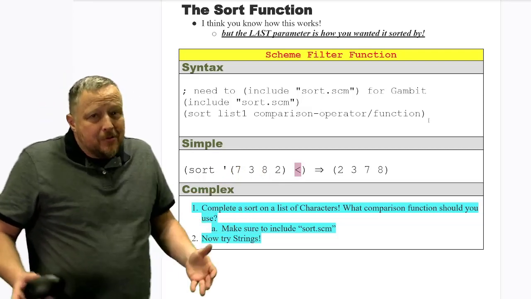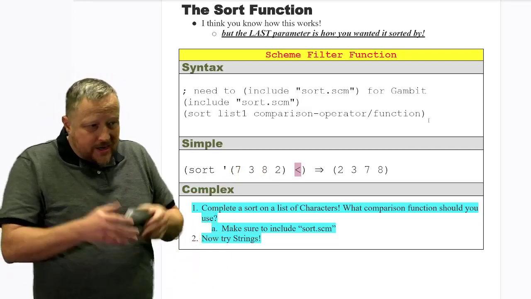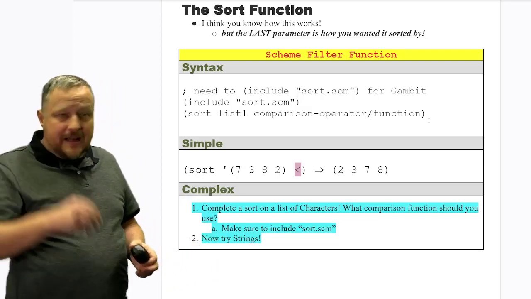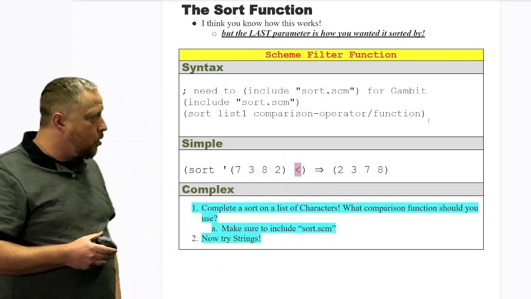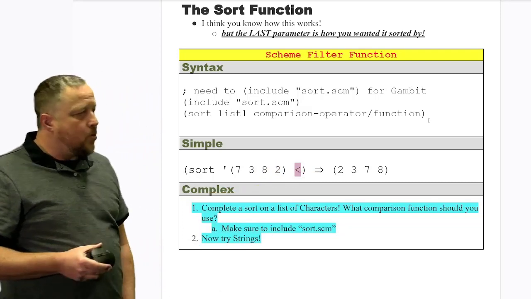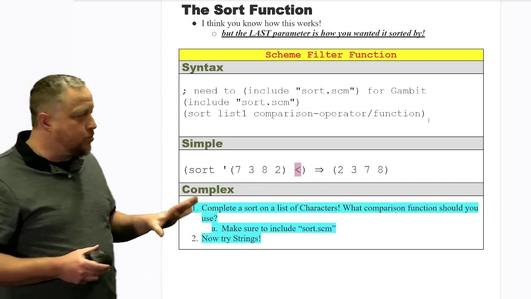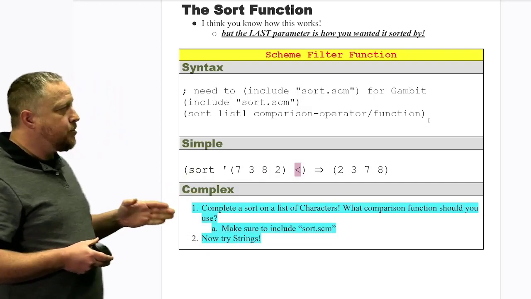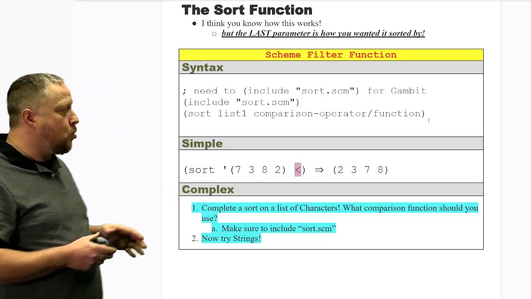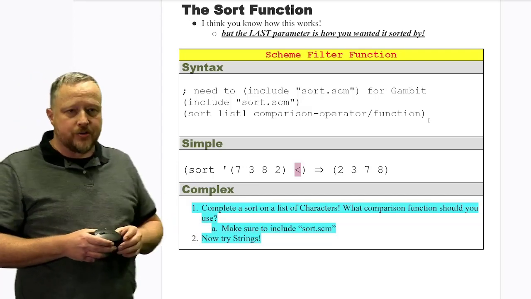And the less than symbol is a function, and it is checking which one is going to be less than in this case. So that's why it ends up doing a sorted order to this. So on this set of instructions that I have for you here, that's why it says exercise again, I want you to complete a sort on a list of characters this time.